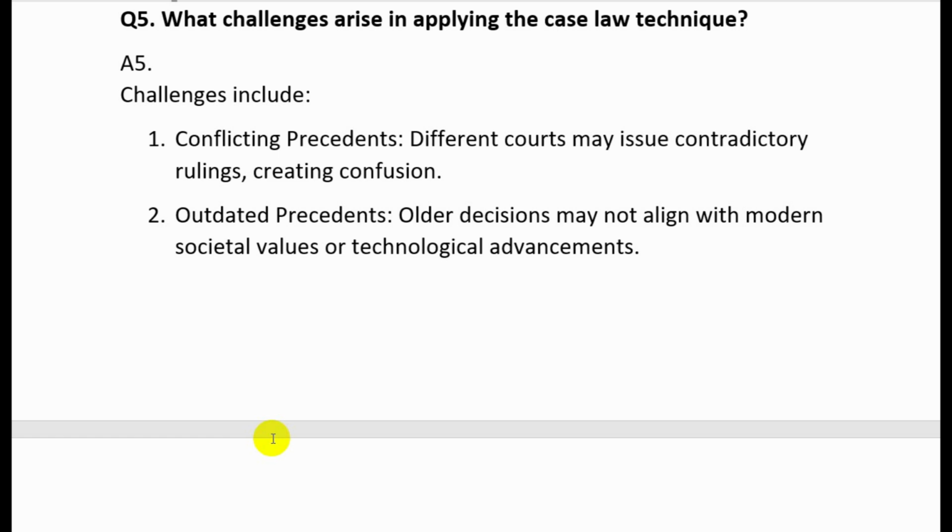Outdated precedents. Certain precedents are overruled. Older decisions may not align with modern societal values or technological advancements. So there the use of precedent won't help. It wouldn't be of any help to an advocate.